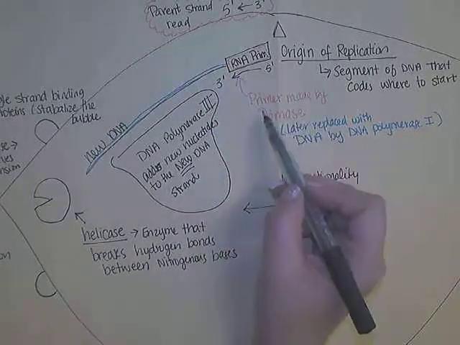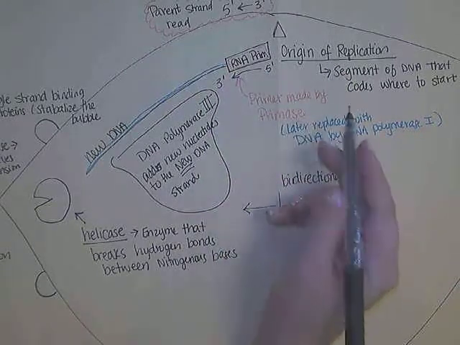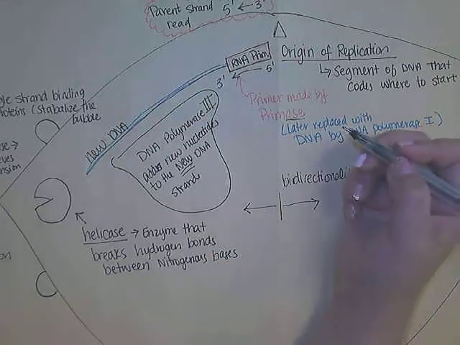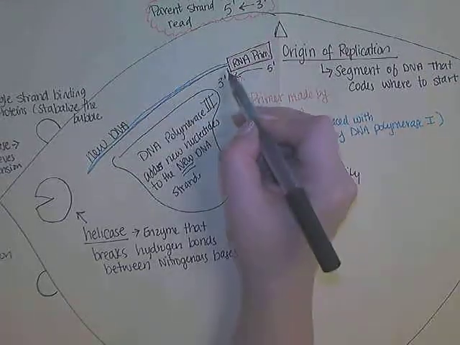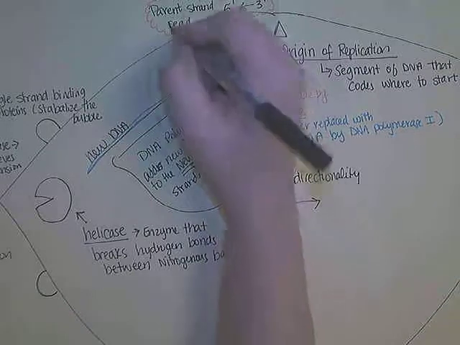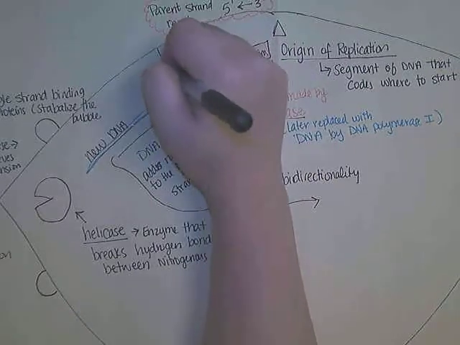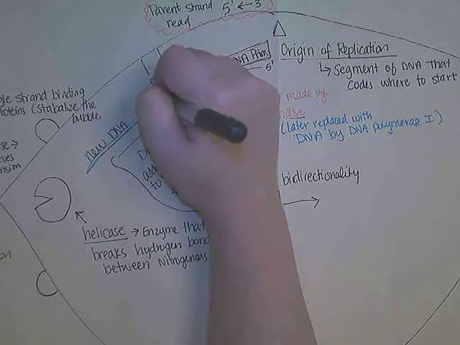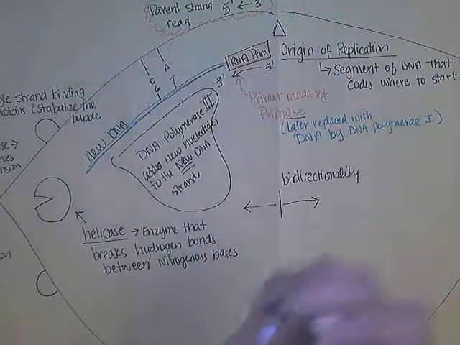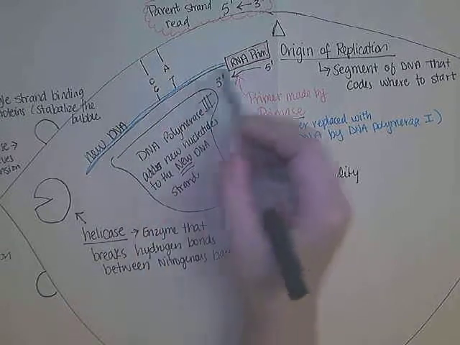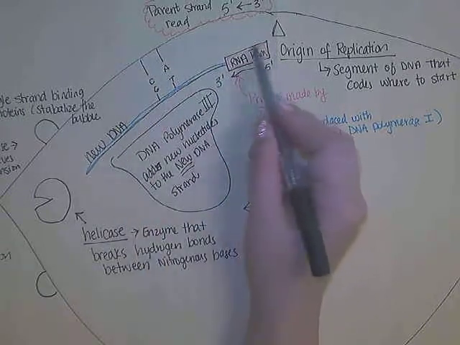Now that primer is made by an enzyme called primase, which is pretty easy to remember because remember, ase indicates that it's an enzyme. And then once DNA polymerase III begins attaching to that 3' carbon and starts adding and pairing off, let's say for example this is A, then it would put a T. If it was a C on the parent strand, then we would put a G.